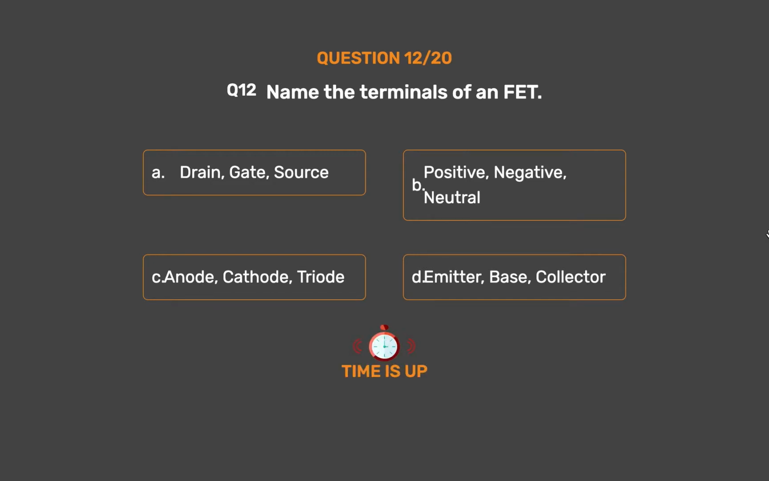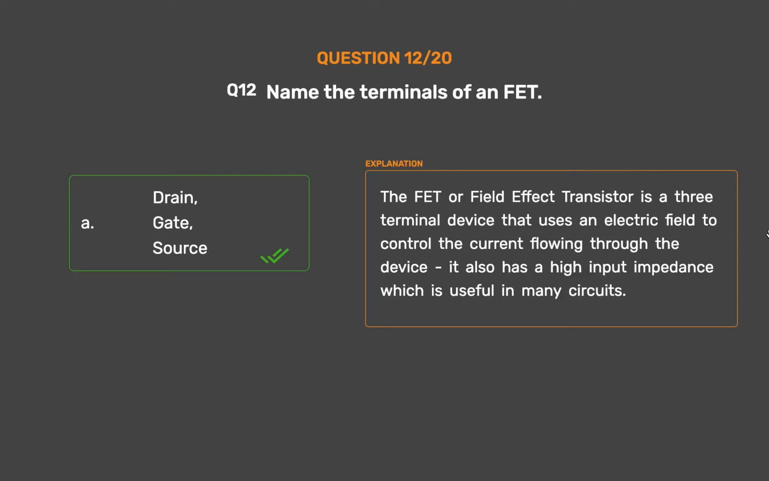The correct answer is option A, drain, gate, source. The FET or field effect transistor is a three-terminal device that uses an electric field to control the current flowing through the device. It also has a high input impedance which is useful in many circuits.